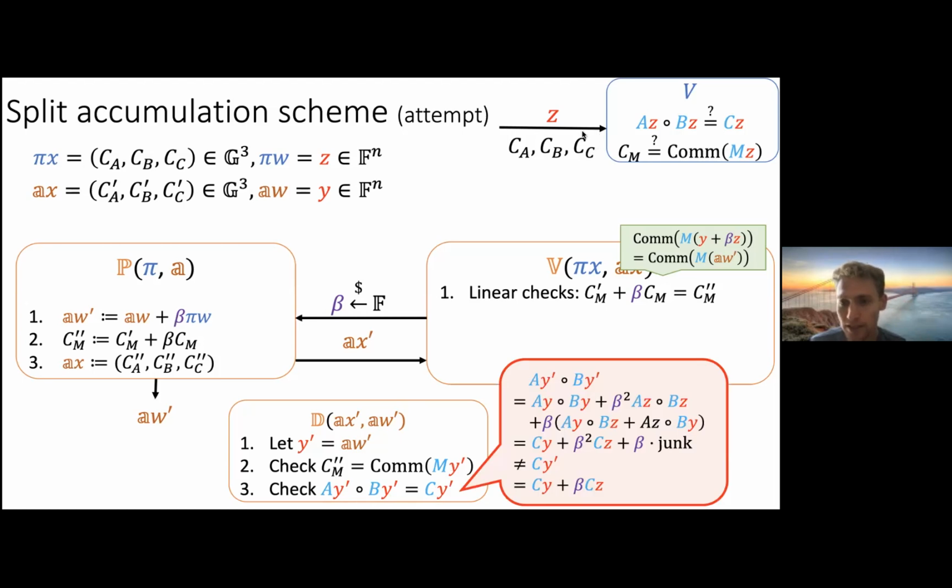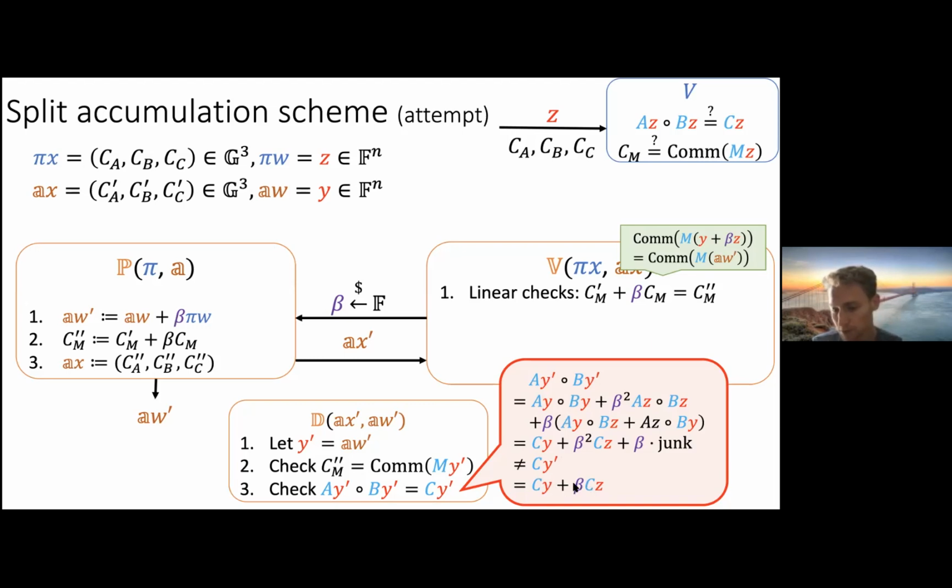And it turns out this doesn't quite work. If you expand this, you get an AY times BY term, which should be equal to CY, and we get plus beta squared times AZ times BZ, which is equal to CZ, plus beta times some cross terms. But this isn't quite the same as C times y', which was just the linear combination between CY and CZ.